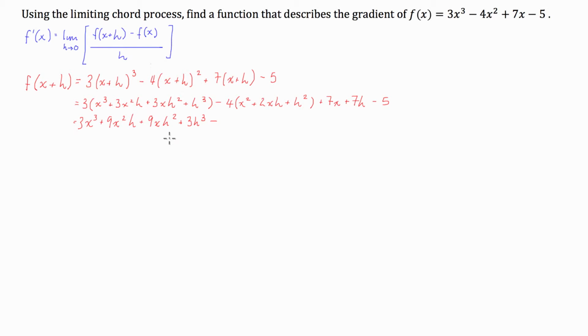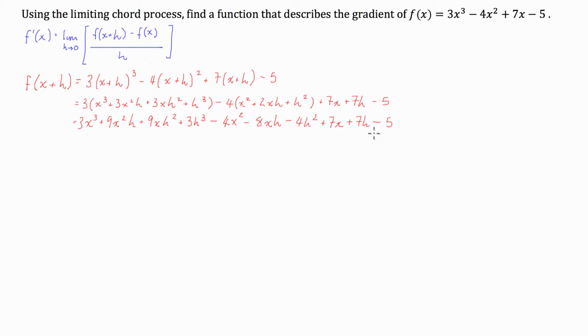Now, for those of you who are still following, your teacher or your professor would have to be an interesting character to put this in an exam, because the process is quite long-winded, but it could happen. So this is going to be minus 4x squared minus 8xh minus 4h squared plus 7x plus 7h minus 5.